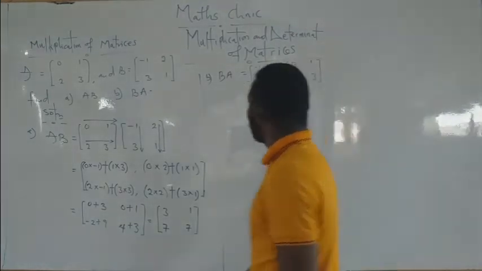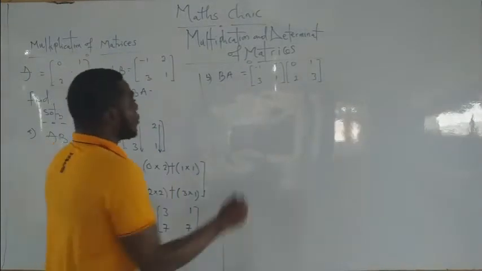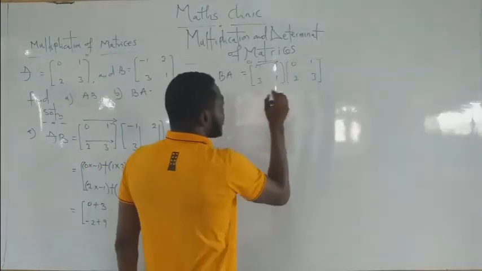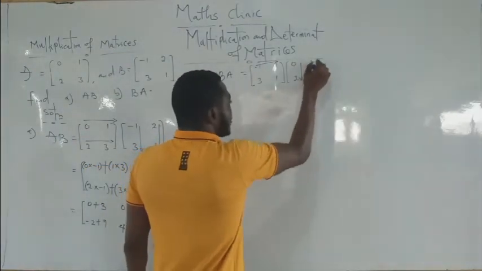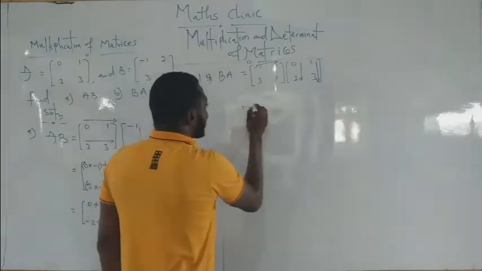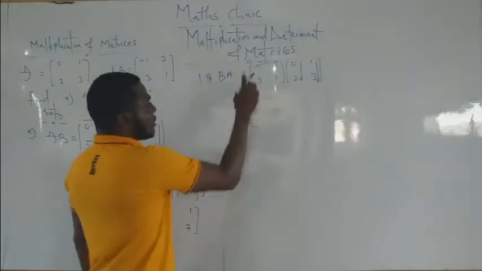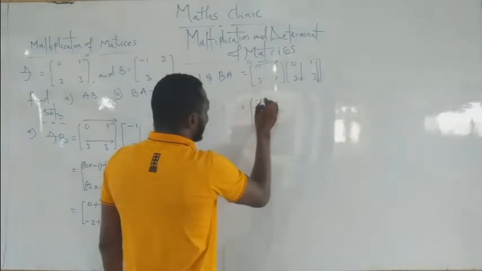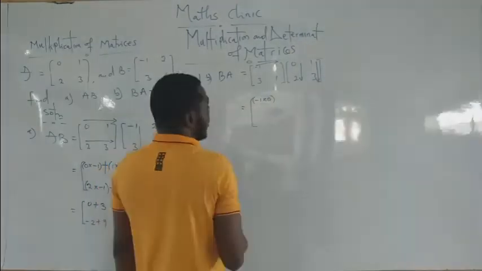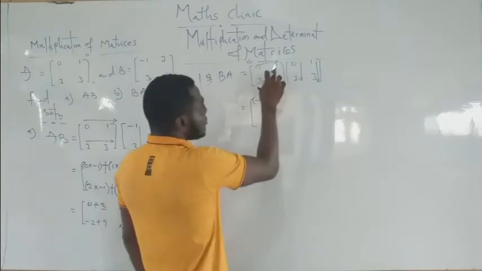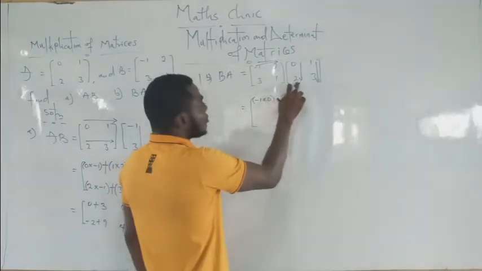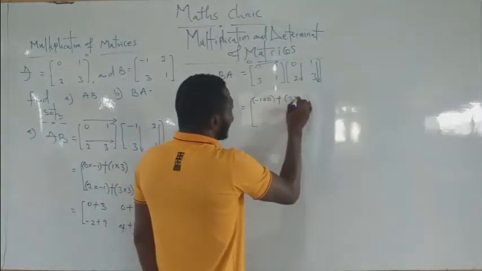Let's go. We're going to draw our arrow also. Look at the arrow. This is the first arrow. It will enter this and it will enter that also. And that becomes minus 1 times 0, plus 2 times 2.